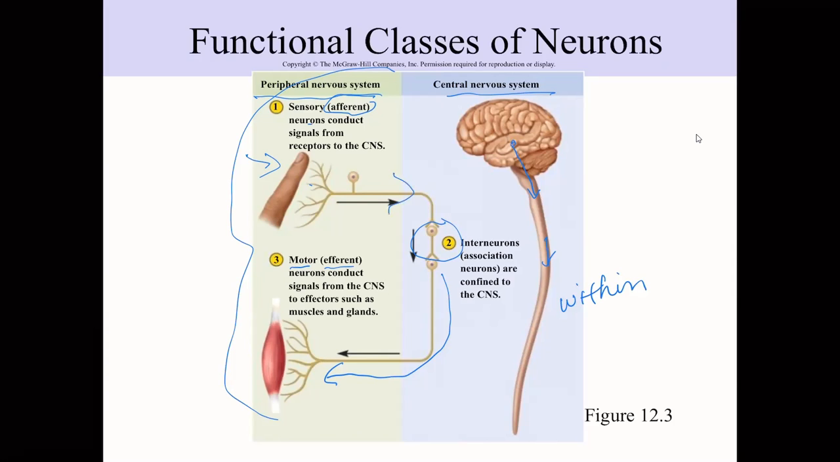So see how the arrows are going. That's important. Sensory information is going to come in. It's going to go to the central nervous system, and then it's going to come back out and cause a change to happen.